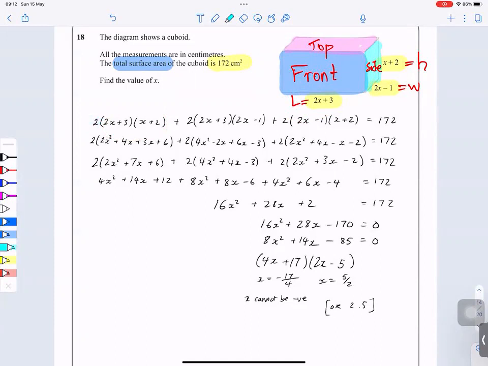And then you do the same for the next one, you times by 2. 2x plus 3 times 2x minus 1 gives you the bottom, and you times by 2 for the top. And then for the sides, you get x plus 2 times 2x minus 1. You get the side and you times by 2 because there are two sides.